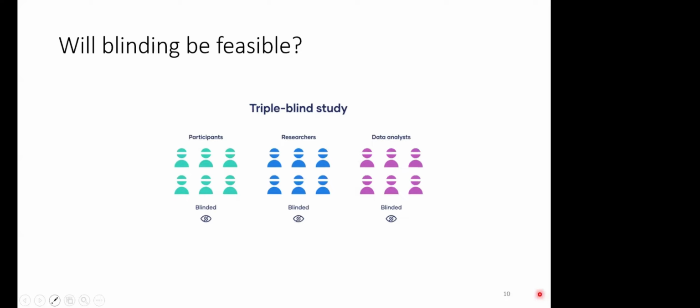Then we can also have triple blinding. So here, participants, researchers, and those analyzing the data are all blinded to group assignments. So this eliminates bias even at analysis stage. And it's used in high stakes trials where results may influence major policy or commercial decisions. And therefore we want to try to be as objective as we can.